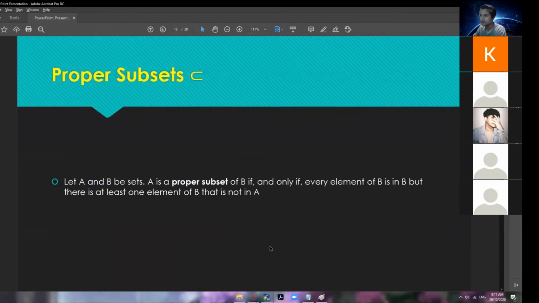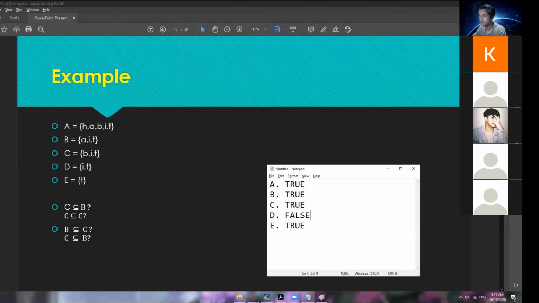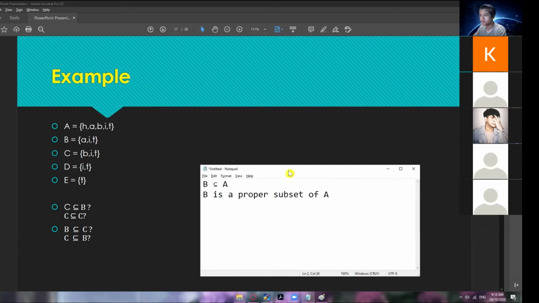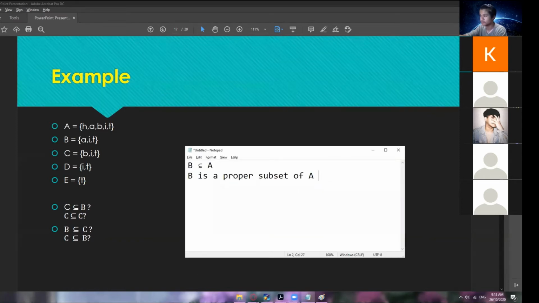Hindi lang proper subset. So balikan natin itong first example natin. So kagaya ng sabi natin kanina, B is a subset of A. Okay? But how about this one? B is a proper subset of A. Is this true or false? True, sir. Okay. So actually, same lang sila ng subset natin.